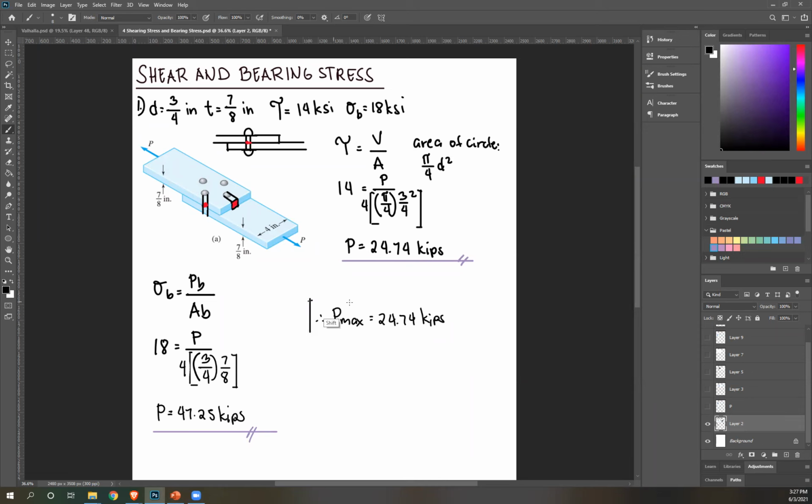If you want to properly analyze this, you can say that, once again, this is the maximum load this can carry considering shear stress. This is the maximum load this can carry considering bearing stress, meaning if we apply this load, this system will fail under shear stress, because this exceeds the maximum it can handle according to shear stress. So that's why we choose the least amount, 24.74.